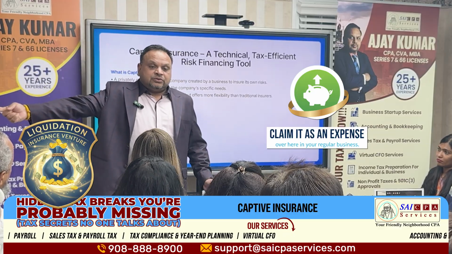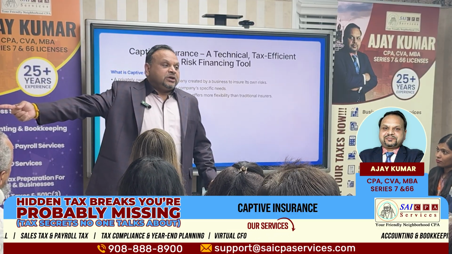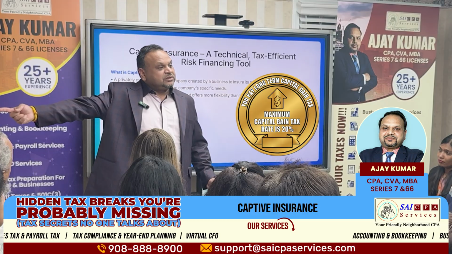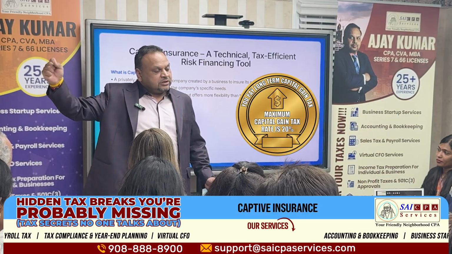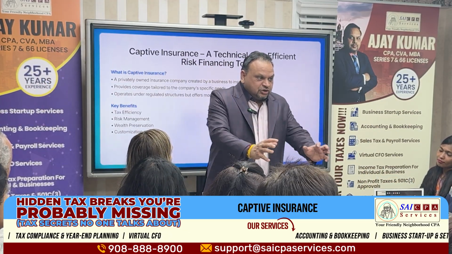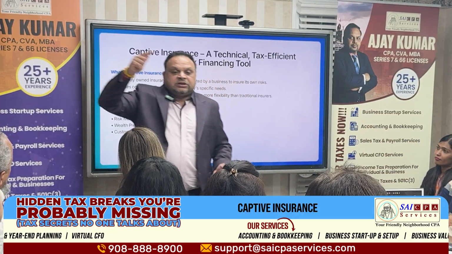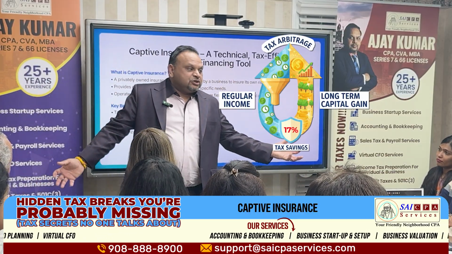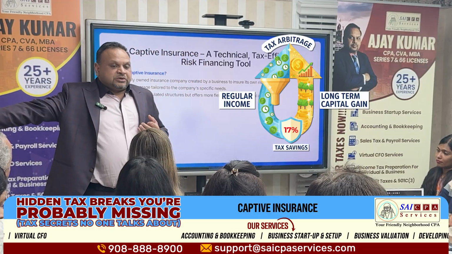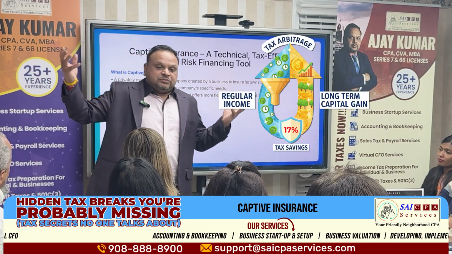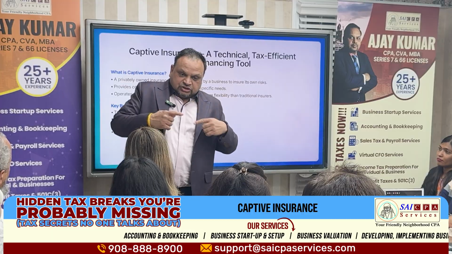When you take the money out from this insurance company, you pay long-term capital gain tax. The maximum capital gain tax rate is 20%. When you're claiming the expense deduction, you're saving 37%. So in theory, you're creating a tax arbitrage where regular income is converted into long-term capital gain and you save 17% in taxes.